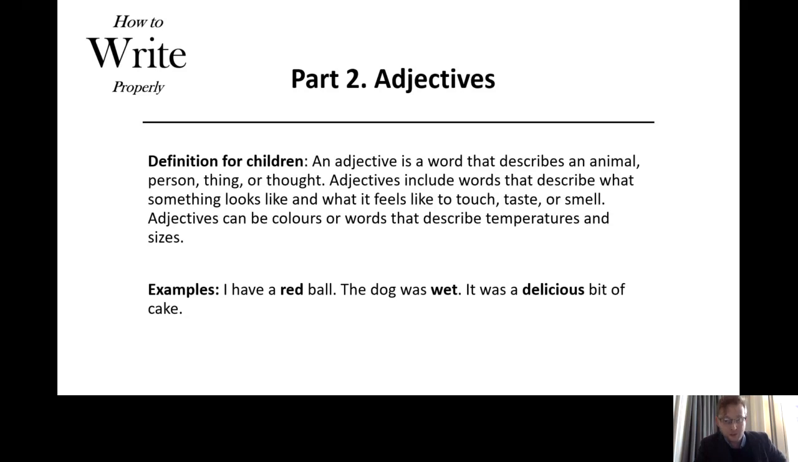Now, later in the week, we'll describe these things as subjects, the subject of a sentence, but today it might just be useful to begin thinking of them as animals, persons, things, or thoughts. So there's some examples here.